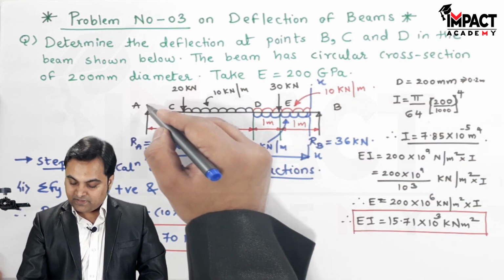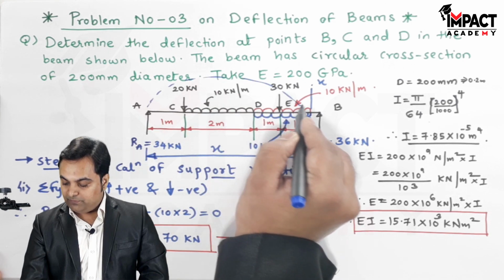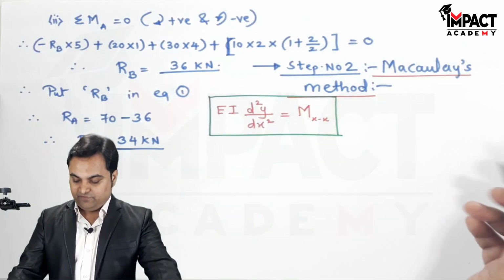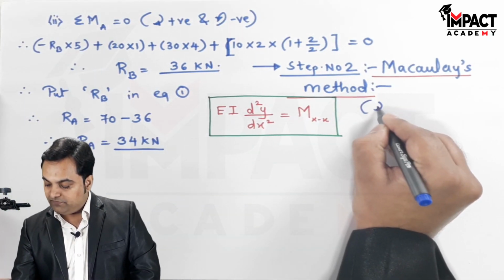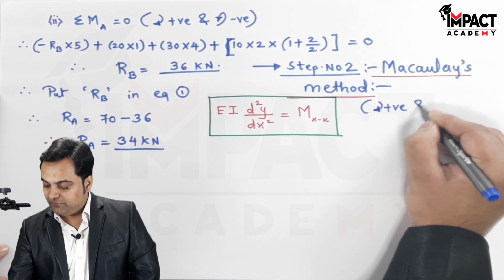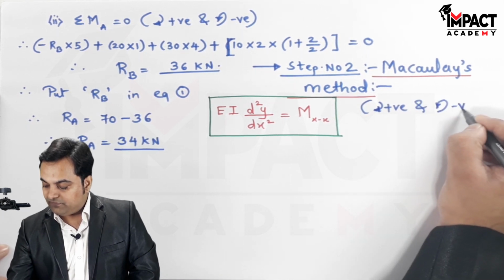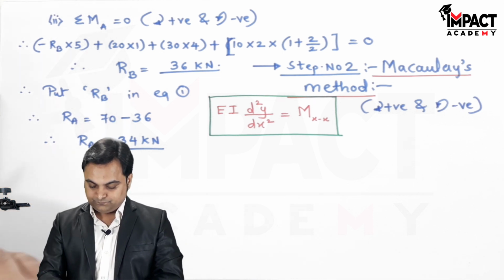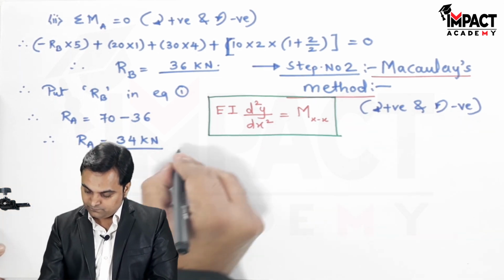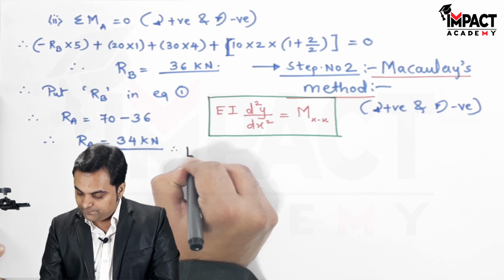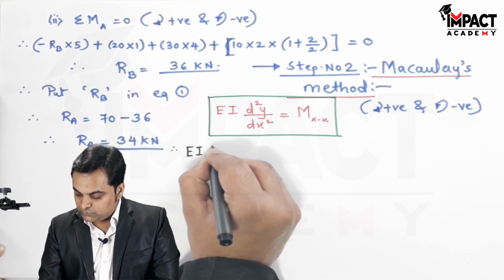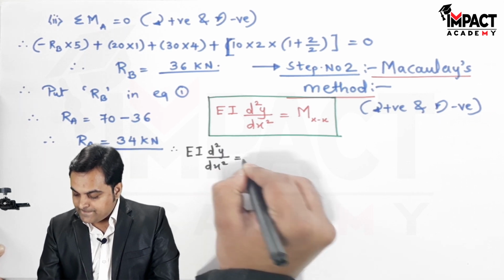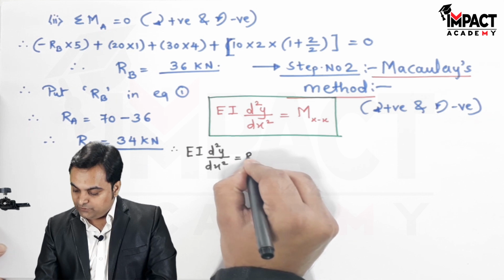Now, after taking the section, the next step would be to take the moments about this section. Starting with RA, RA is producing a clockwise moment at section X, so that is to be treated as plus as per the sign convention. Clockwise moments would be taken positive and anti-clockwise moments negative. So therefore, EI d square y by dx square will remain as it is. Taking moment RA into X.